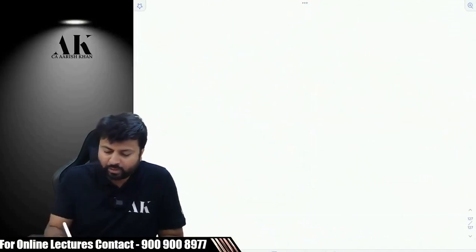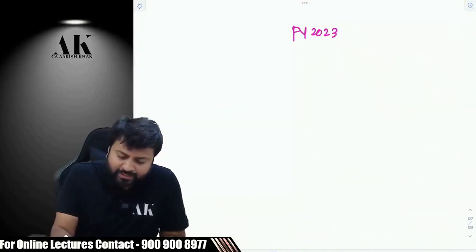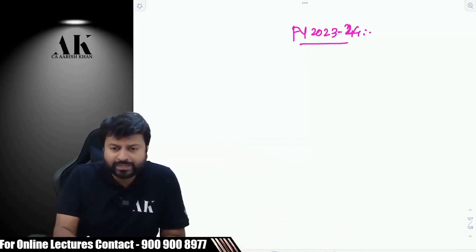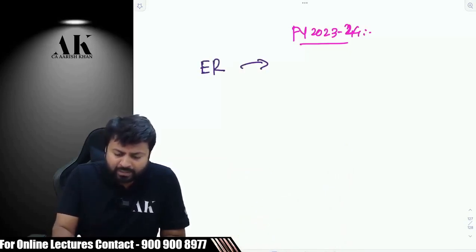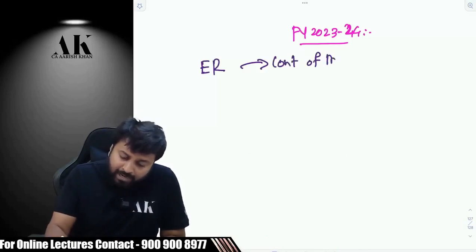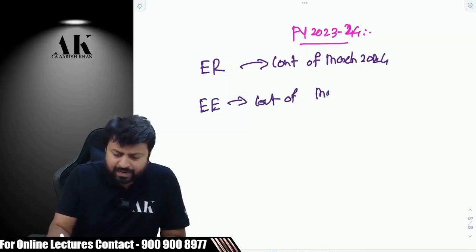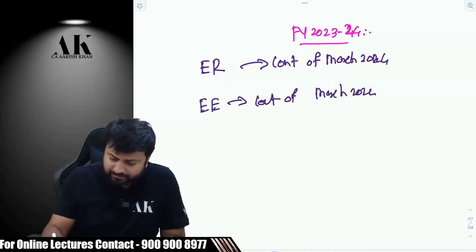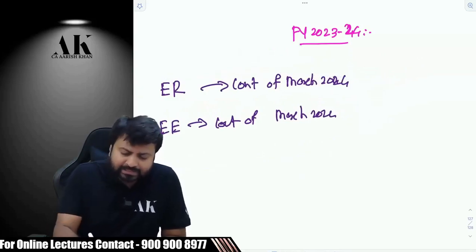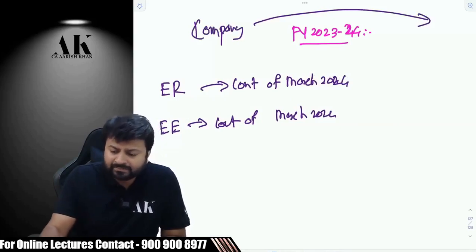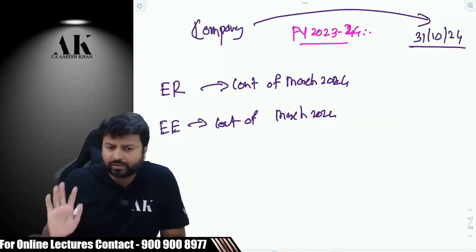So I would like to ask you one question. This is financial year 2023-24. This is a very important issue academically. Very, very, very important. See on the board, please, all of you. This is financial year 2023-24. This is employer contribution of March 2024. And this is employee contribution of last month, March 2024. And this assessee is a company. When does the company file the return? Company files the return on 31st October 2024. Everybody knows that?